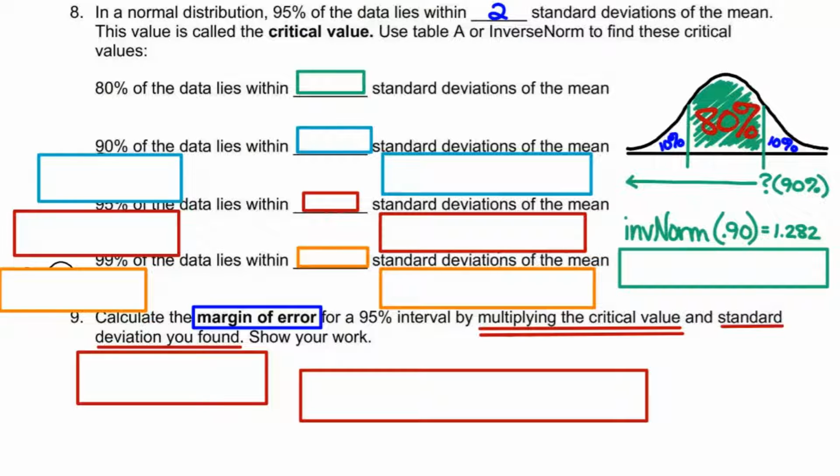Curious. What about if I'd asked about the lower bound? What happens if you do inverse norm of 10%, 0.10? Pop that in your calculator. Negative 1.282. Remember, we're talking about an equal distance on either side of the mean. So if I am 1.282 standard deviations away over here, I should also be 1.282 standard deviations over here on the left. That's why one of them is a positive, one of them is a negative. So that would be my critical value for 80%.